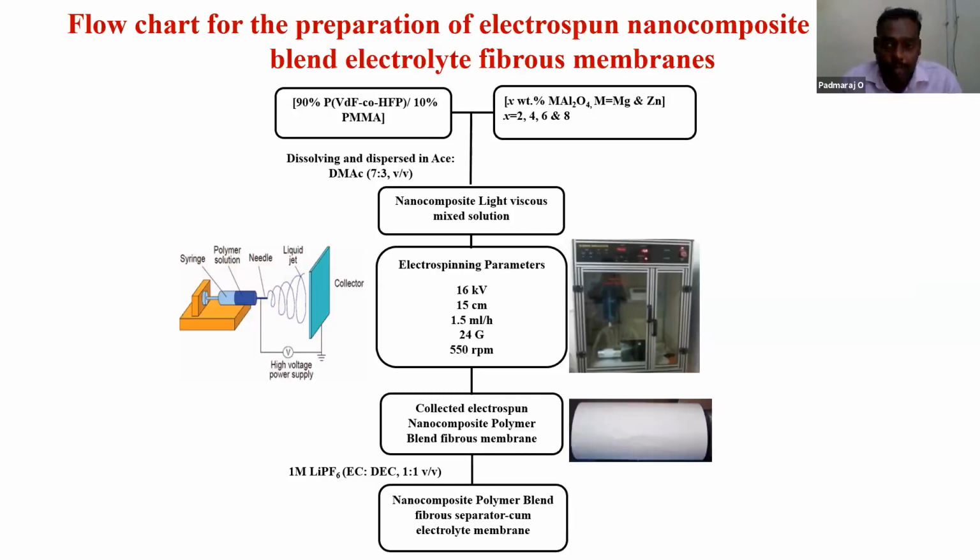Here I have written polymer blend electrolyte fibrous membrane. What is a polymer blend? It is a mixing of two polymers. In the flow chart we can see PVDF is one polymer and PMMA is the other. I am mixing two different polymers in a specific ratio: 90% PVDF and 10% PMMA. That is the optimized one. I did a pilot study many times, and based on that I optimized this: 90% PVDF-co-HFP and 10% PMMA. So this is a polymer blend electrolyte fibrous membrane.